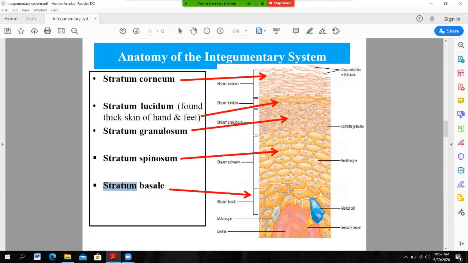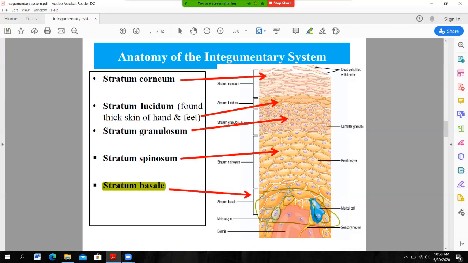stratum basale. Stratum basale is the deepest region of the epidermis. So this is the stratum basale. And the stratum basale contains important cells like keratinocytes, melanocytes, and Merkel cells. These are the important cells which are found at the deepest layer of the skin, which is known as stratum basale.